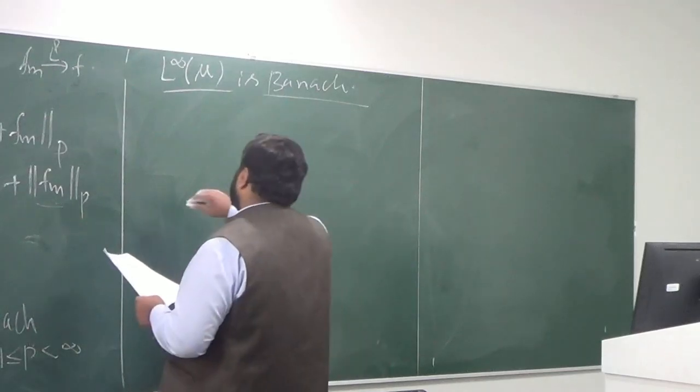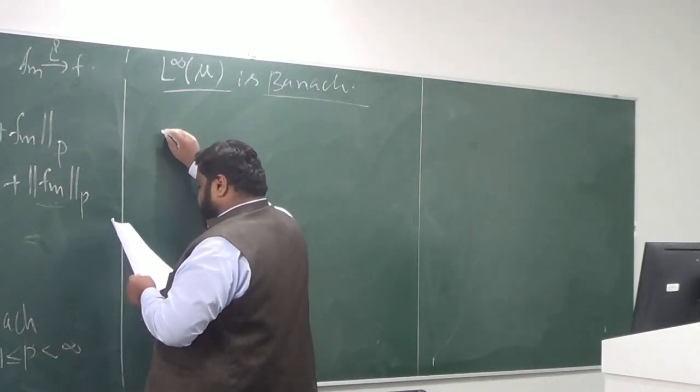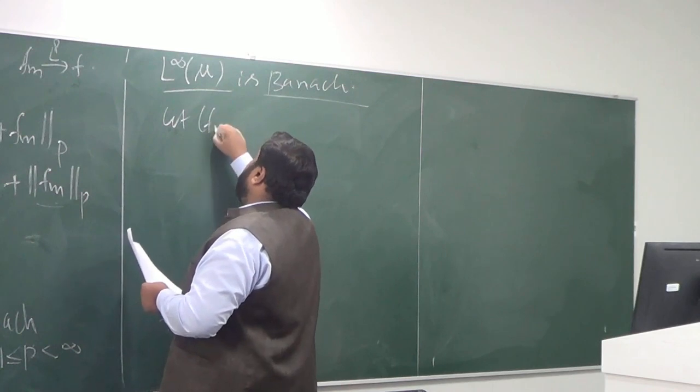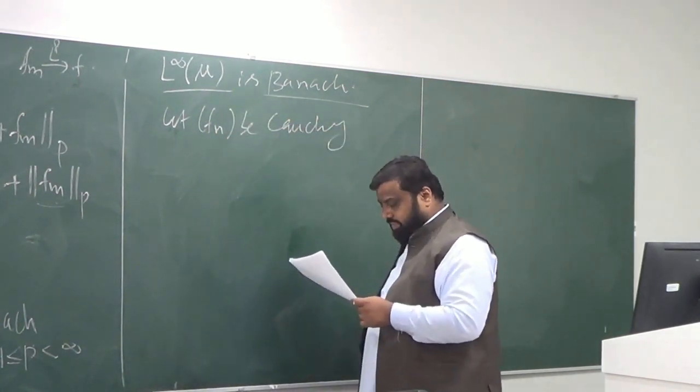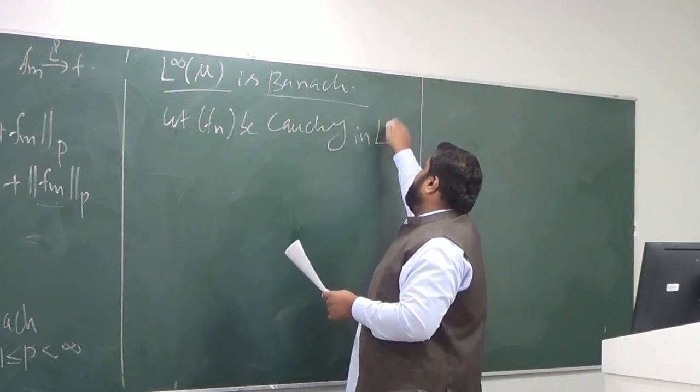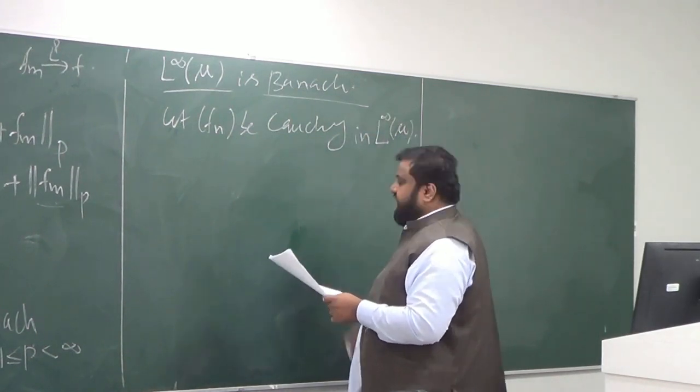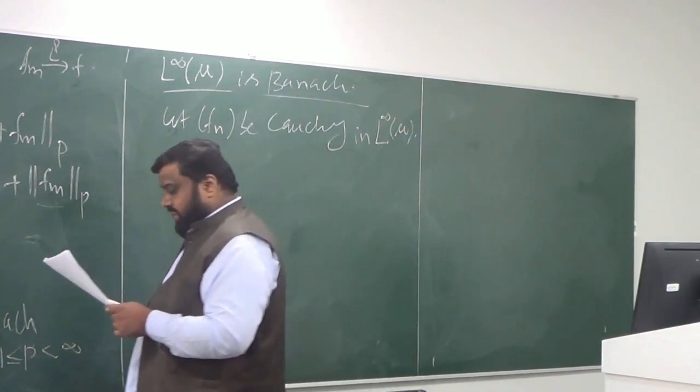How to show it? So, let Fn be Cauchy in L infinity. Okay.